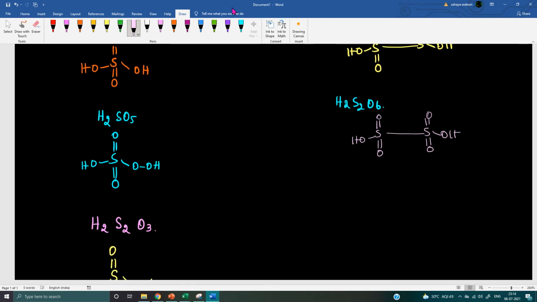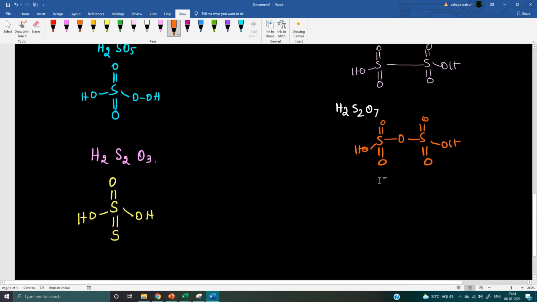The next molecule is H2S2O7. Here is how they are arranged: first, let me take 2 basic units having a double bond O. Now one O is remaining, and that O connects both the sulfur atoms. That's the clue.